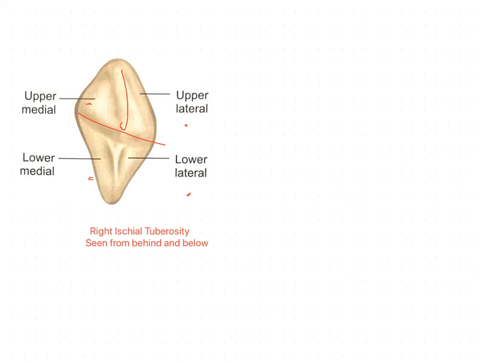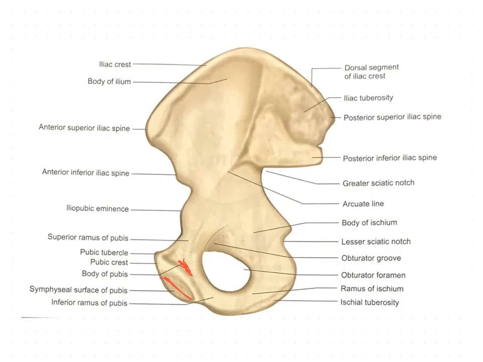The pelvic surface, so this becomes the pelvic surface, is the internal aspect. The pelvic surface is smooth and forms part of the lateral walls of the true pelvis. So this is about the pubis and ischium.